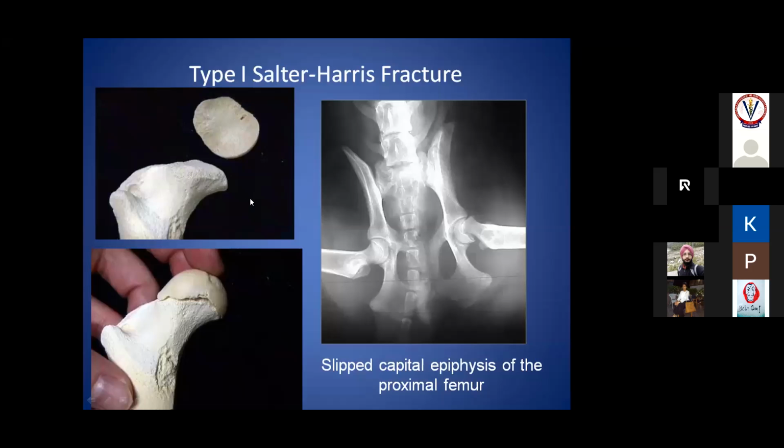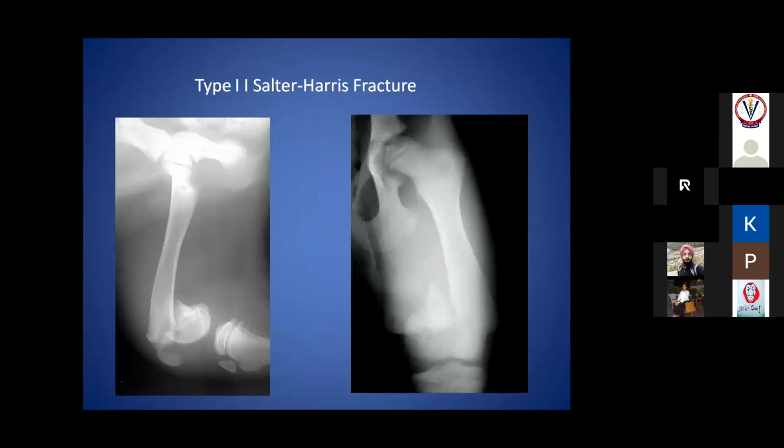So this model of a bone will clearly tell you about the type 1 Salter Harris, and this X-ray will clearly show you a type 1 slipped capital epiphysis. So exactly at the epiphyseal line, the fracture occurred, and the head of the femur got separated. You can see this is the normal position, and this is how a type 1 Salter Harris will look like, and on X-ray it will look like this. Okay, so these classifications will always help you to plan your treatment options.